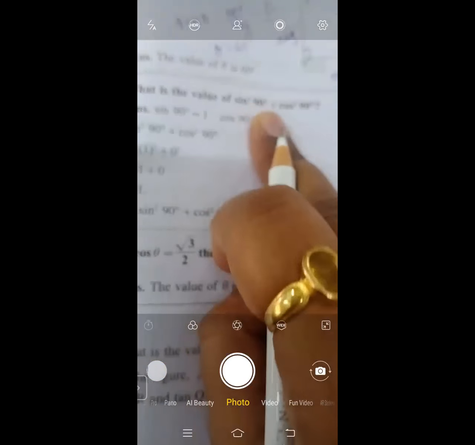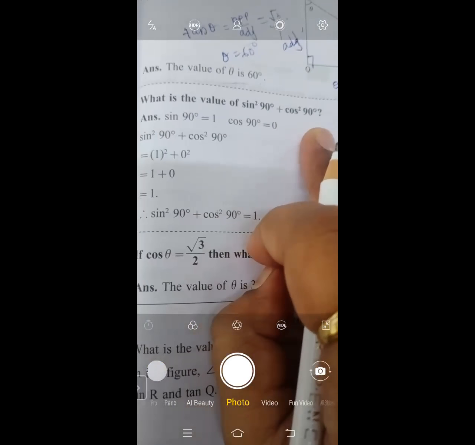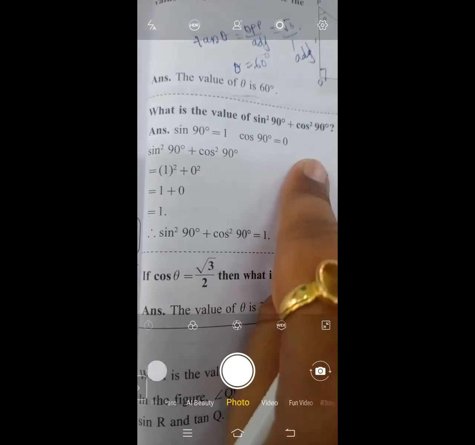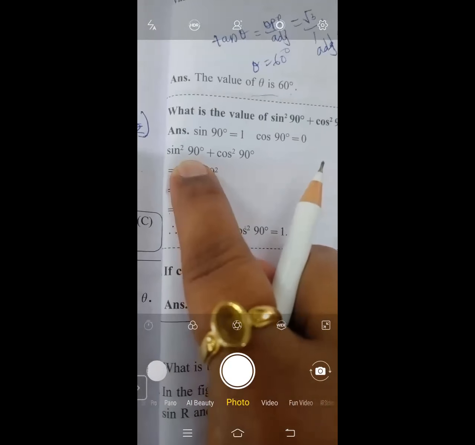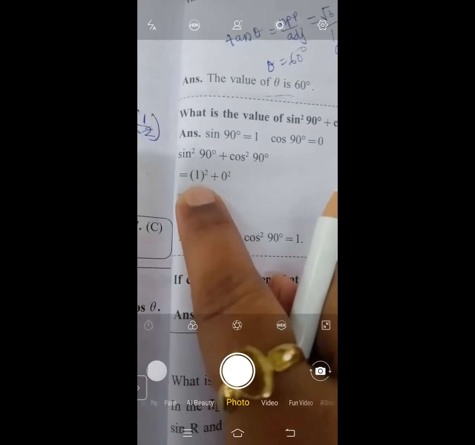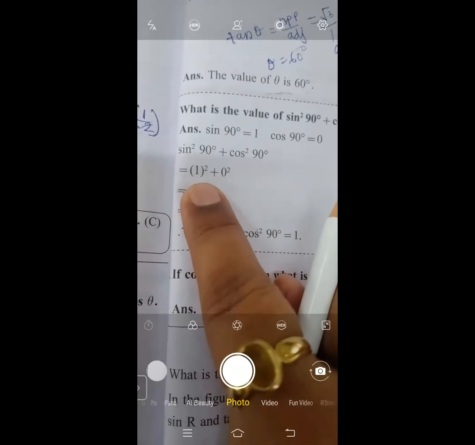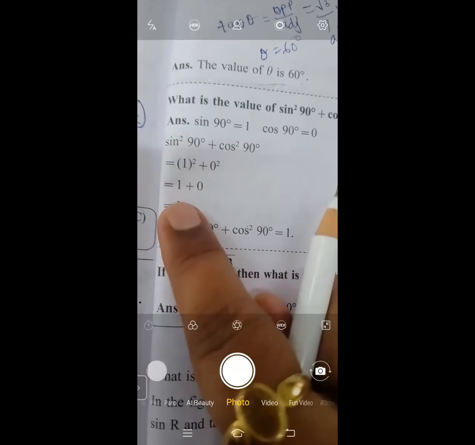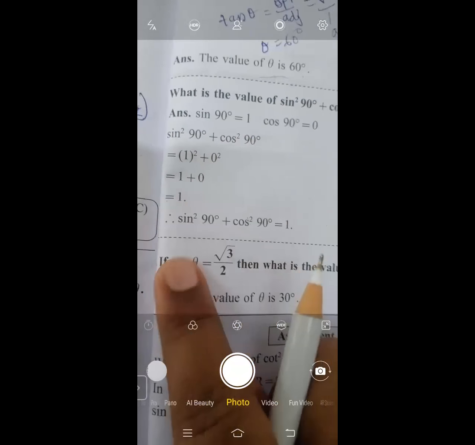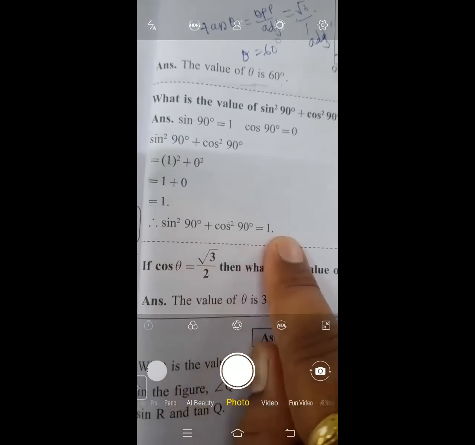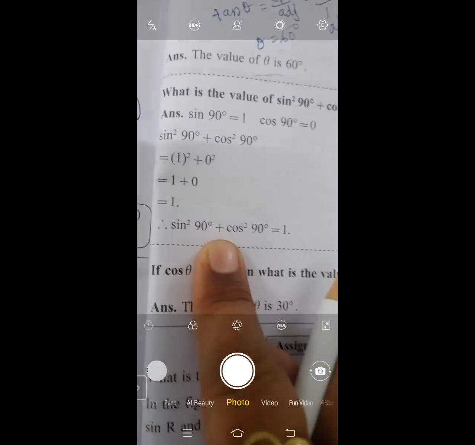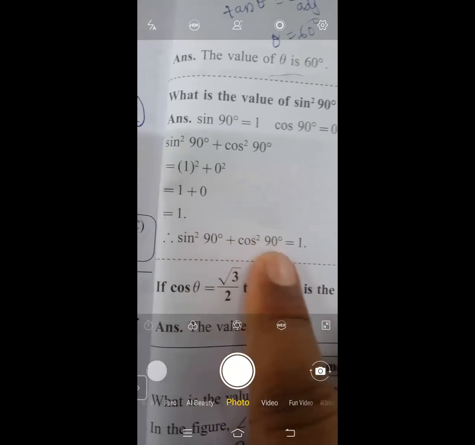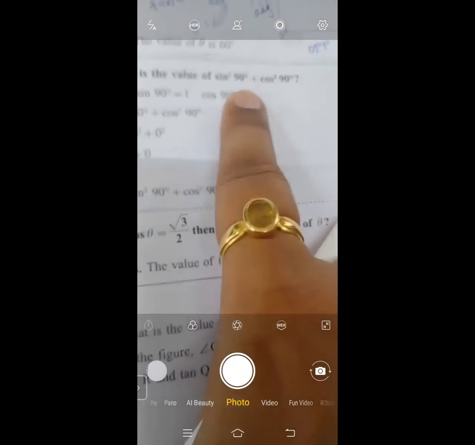Now the value of sine square 90 plus cos square 90. Now what is the value for sine 90? It is 1, cos 90 it is 0. So sine square 90 plus cos square 90. Substitute these values: 1 square plus 0 square. It is 1 plus 0. The answer is 1. So sine square 90 plus cos square 90 is equal to 1, which is also an identity that sine square theta plus cos square theta is equal to 1. Okay, so we have proved this, that the identity is correct by placing 90 degree.